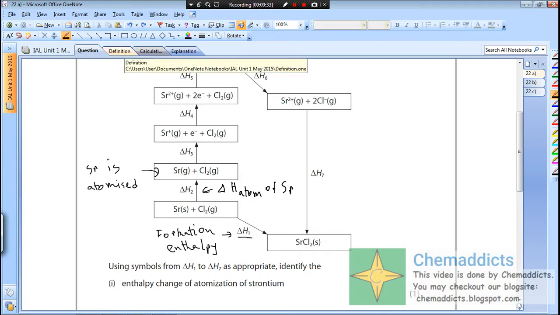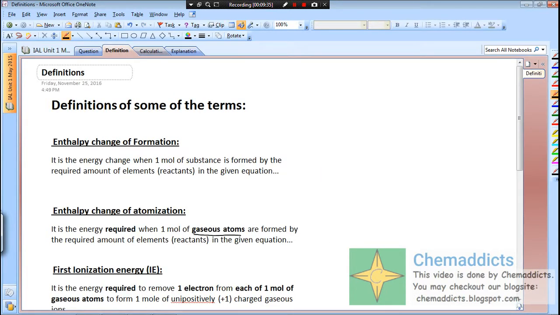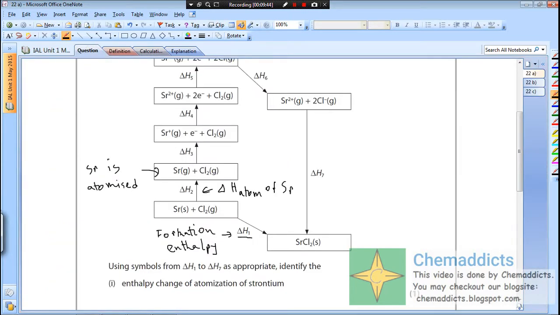Okay, so let us look at the definition once again. It is the energy required when 1 mole of gaseous atoms are formed from the required amount of elements in the given equation. So here 1 mole of gaseous strontium atoms are formed from the required amount of strontium solid. Okay, so that is why this del H2 is the enthalpy of atomization of strontium, not fluorine. Okay, so that is how we are going to say.